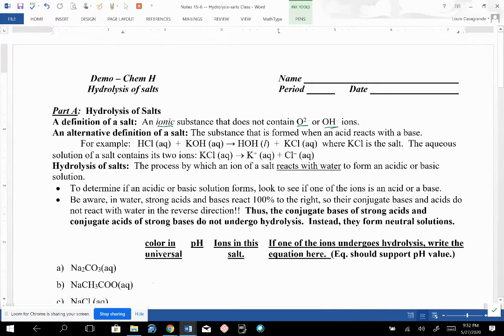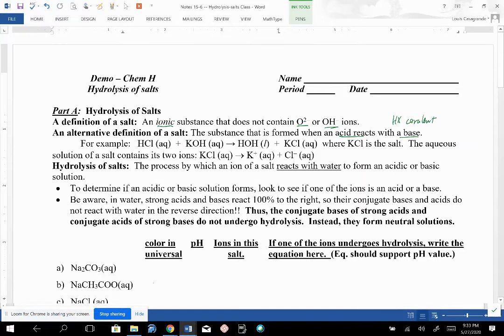Now notice there's no mention of hydrogen because HX, all acids are covalent, so it's not an ionic compound. And so essentially we should be calling them salts: ionic compounds without O2 minus or hydroxide. And an alternate definition of a salt, another way of looking at it really, is that it's a substance that's formed when an acid reacts with the base. Just like we saw the other day when we had a neutralization reaction.